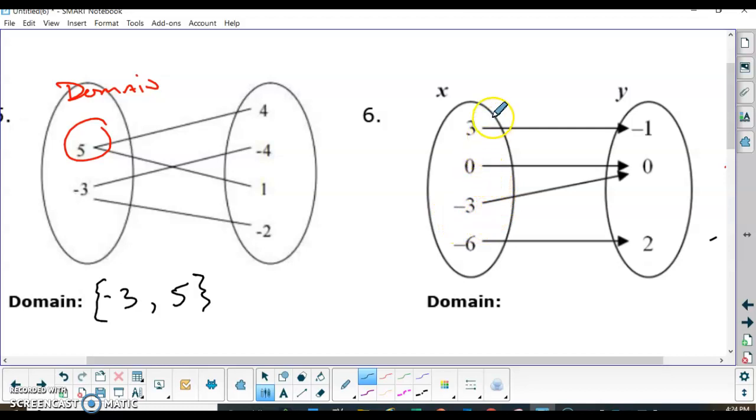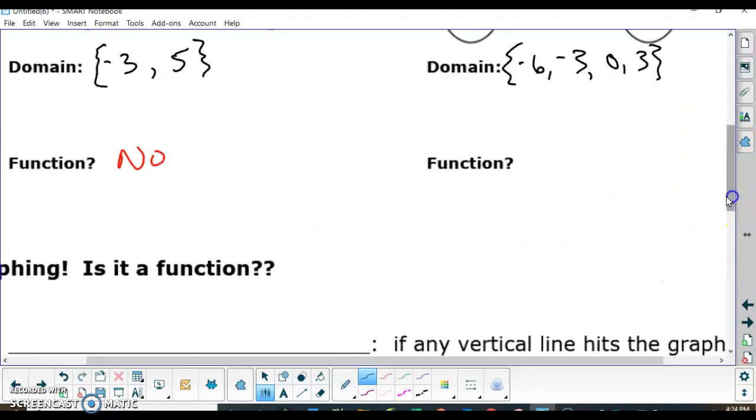Yes, this one is a function because we have no double arrows over here. This is okay. This is okay. The output, we have 2 different inputs going to the same output. That's okay. This is still a function. So let's list our domain. -6, -3, 0, and 3. And yes, this is a function.